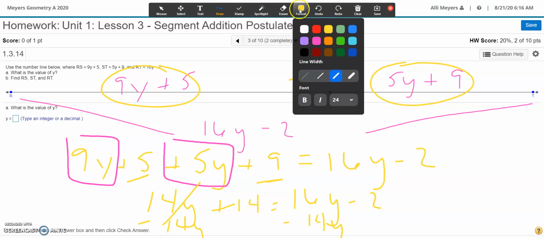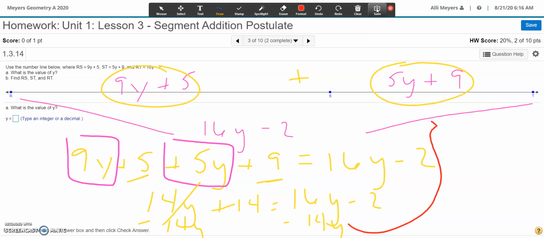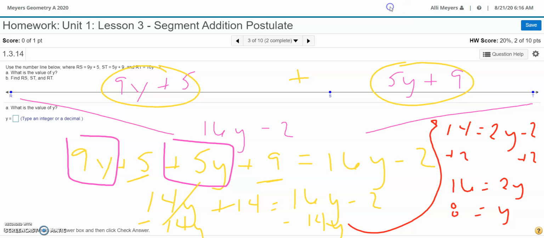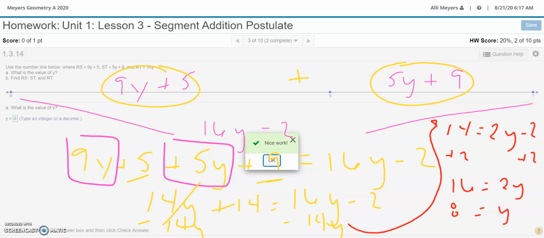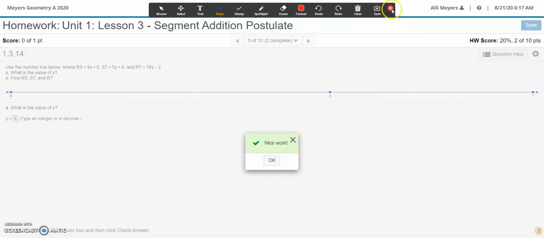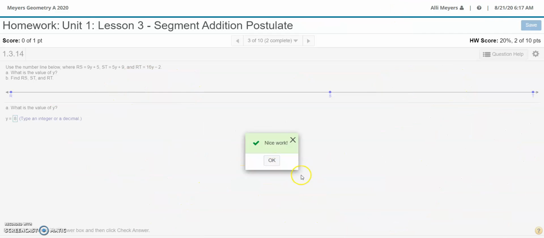Okay, let me bring my work up here. Let me do a different color. So I'm going to bring it up here. So that would leave me with 14 equals 2y minus 2. Then I'm going to add the 2 over. So that would be 16 equals 2y, and then divide by 2, my y value is just 8. Okay, that got a little messy. Hopefully you can follow the process.